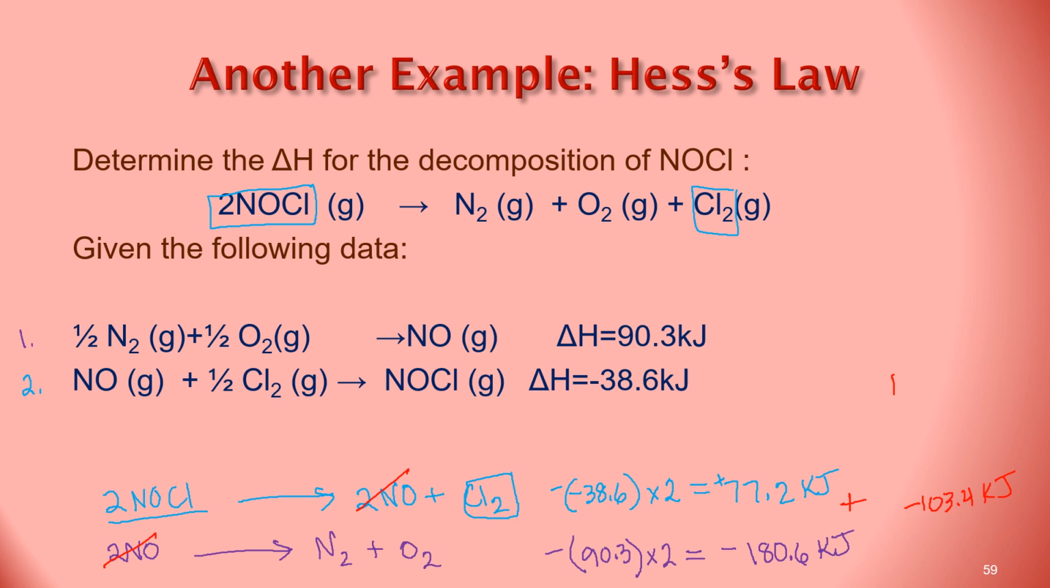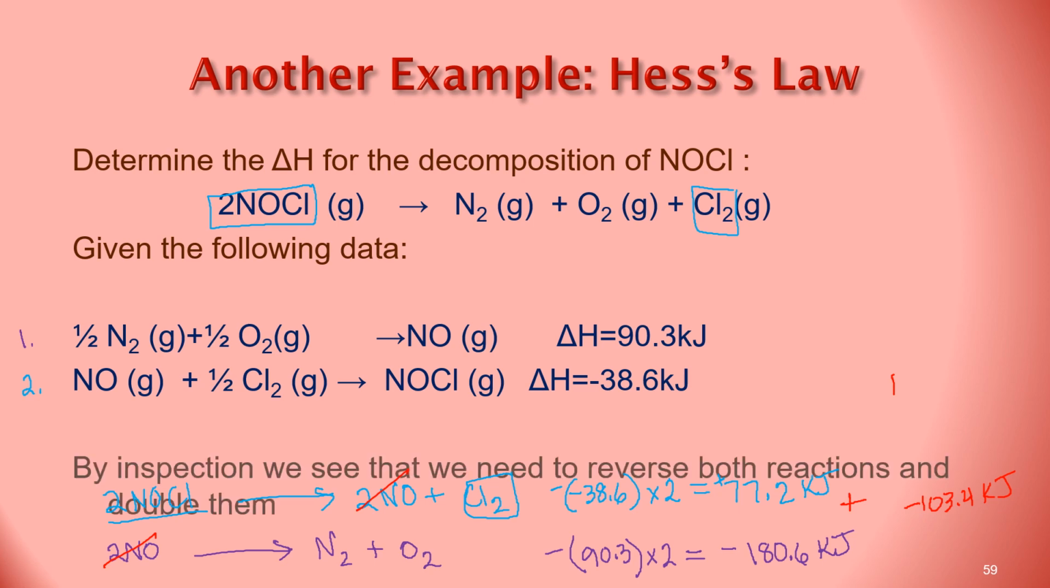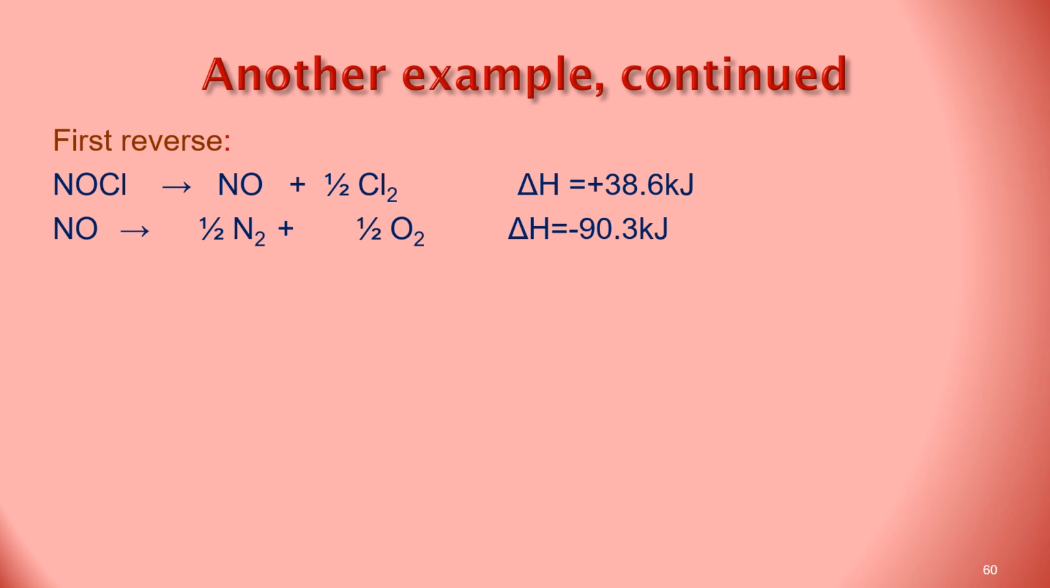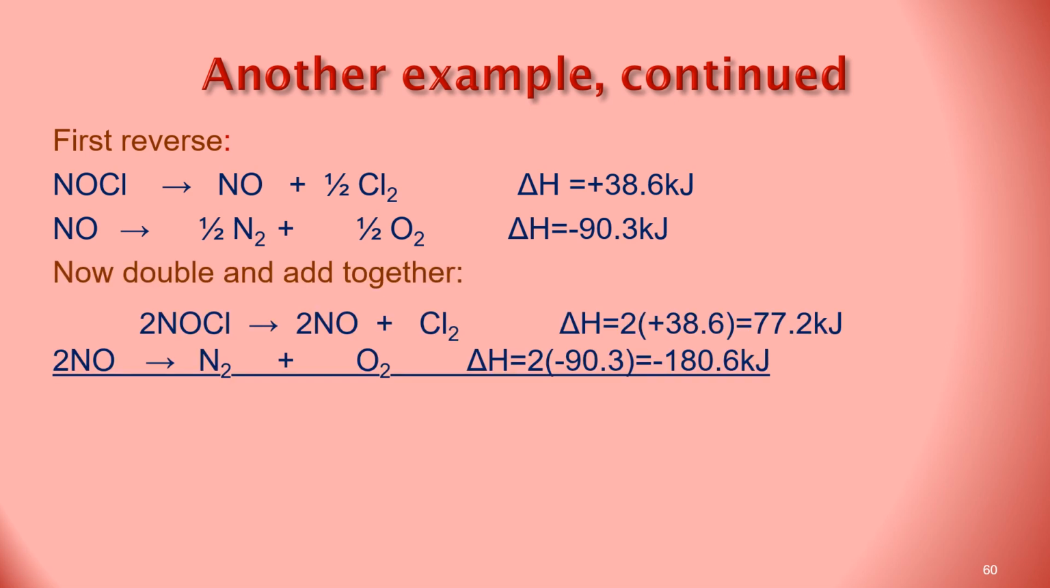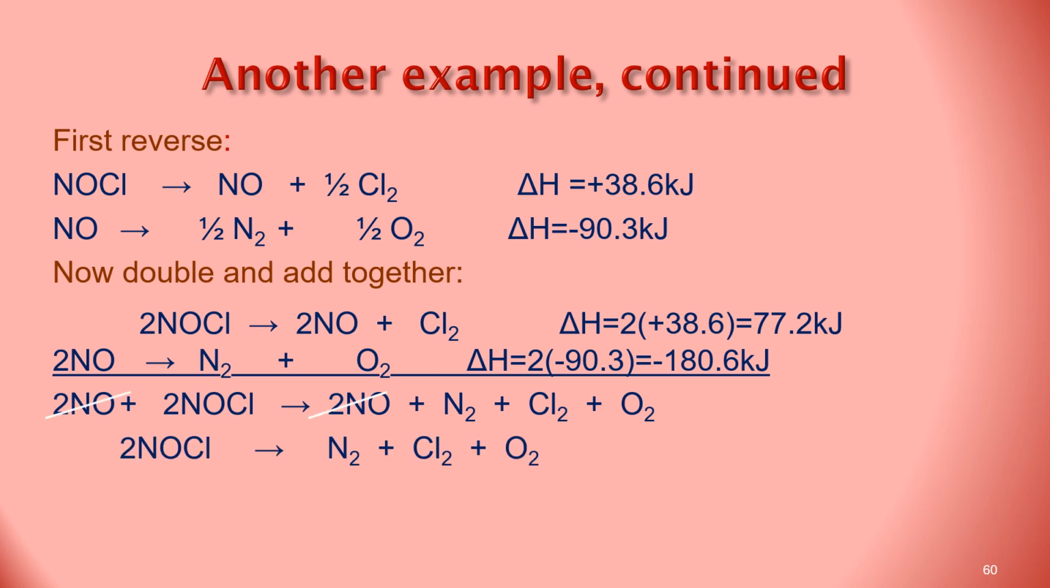Okay, so again, I did that for you. I think this next slide will show you the process again. Okay, so there we go. I reversed both reactions, so their signs changed. Then I doubled them both. So 77.2, negative 180.6. Now I add them all together. Notice that my NO2s cancel. And so there's my overall reaction, and my delta H is going to be the delta H of the first equation plus the delta H of the second equation, so it's negative 103.4 kilojoules.